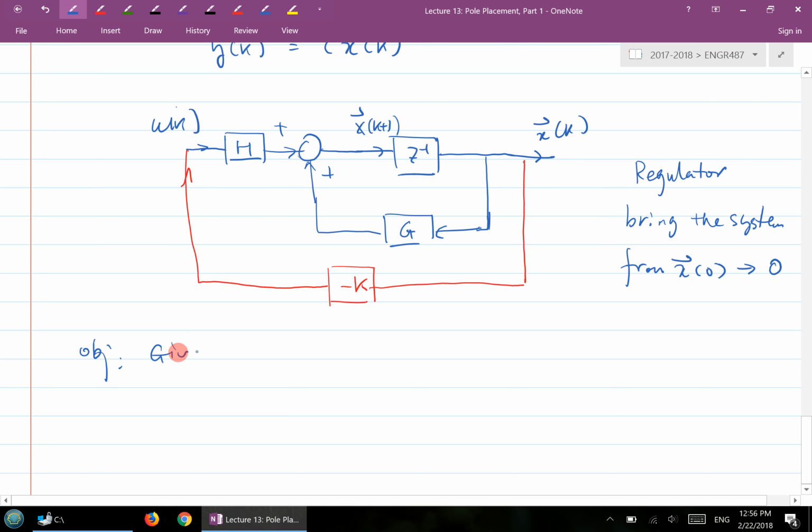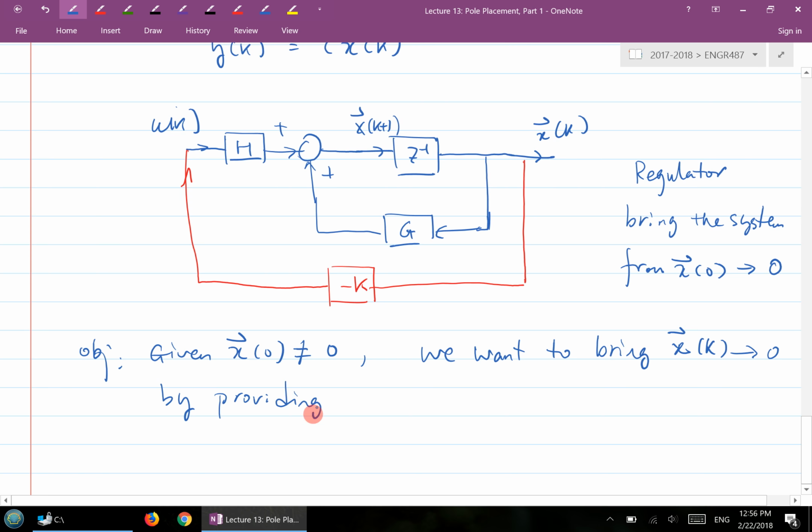Given a certain non-zero initial condition, we want to bring this x of k, any state, back to 0, by providing a suitable k.